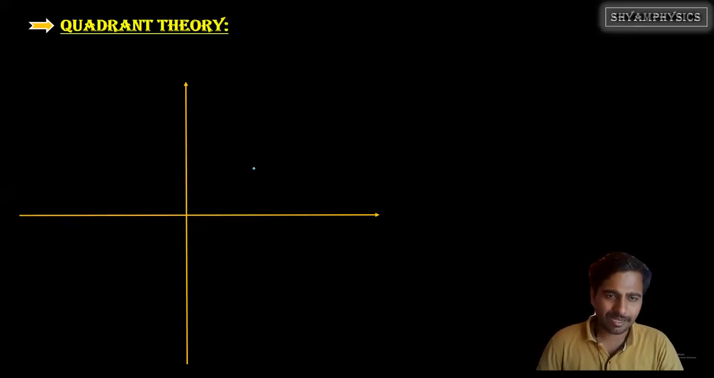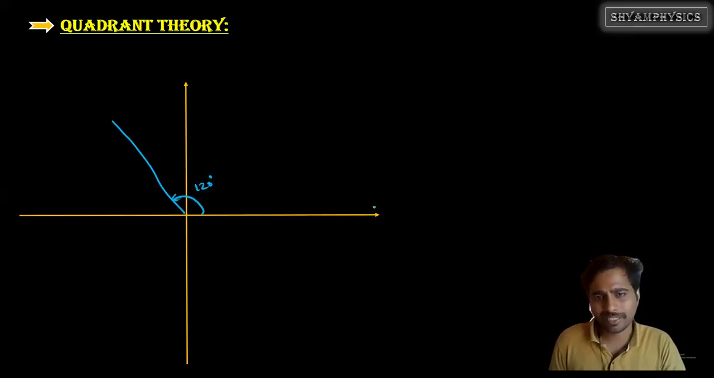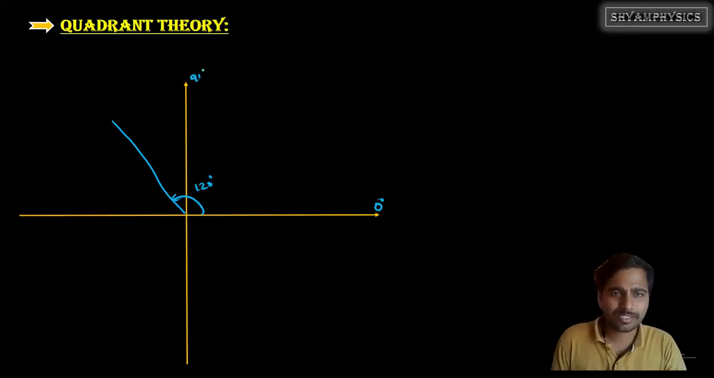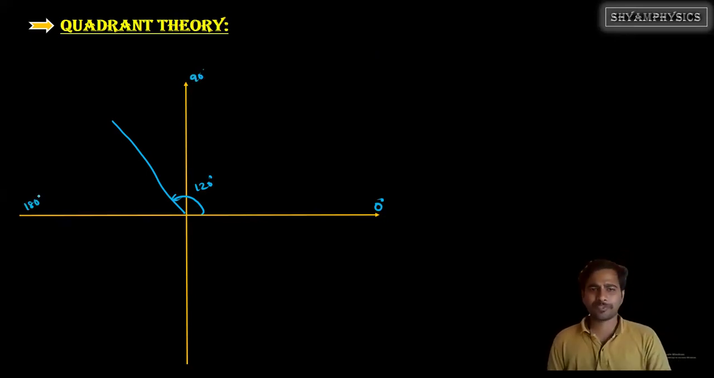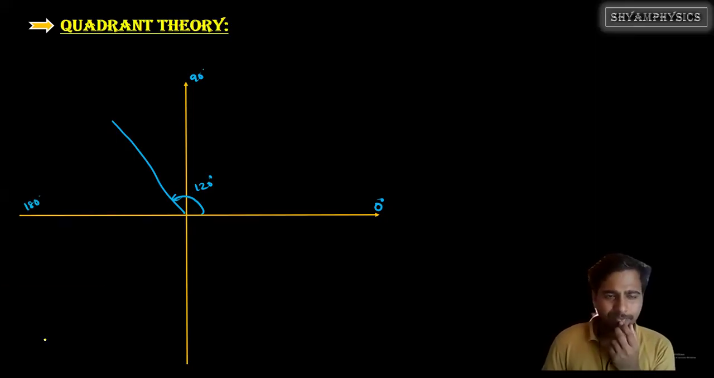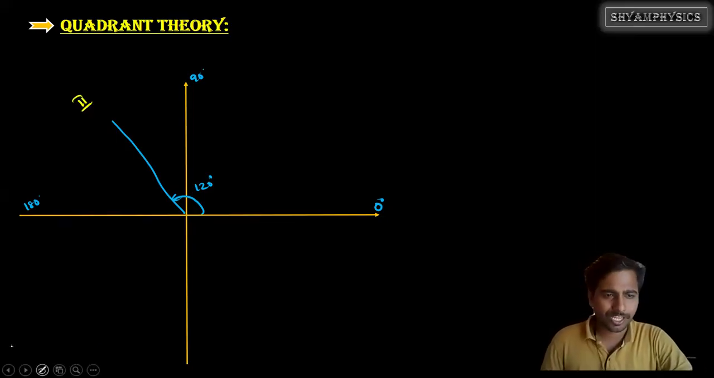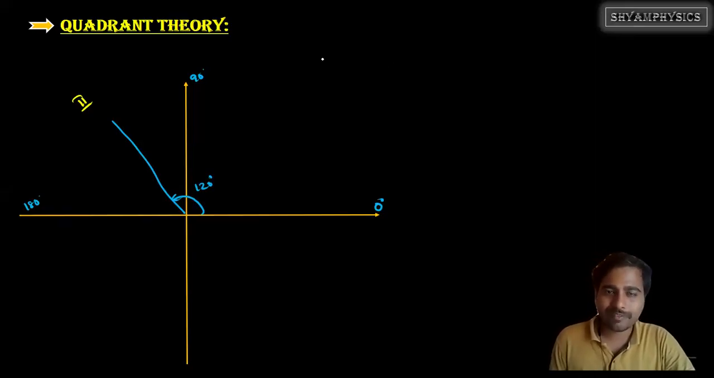Now, for example, I will take one line here. This line is making an angle of 120 degrees from the x-axis. 0, this is 90, this is 180 degrees. Now, 120 means where is it lying? It lies in the second quadrant. If it lies in the second quadrant, how do we write this 120? I want a particular value, so I will ask: what is the value of sine 120?